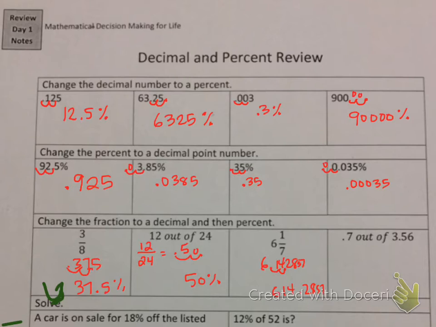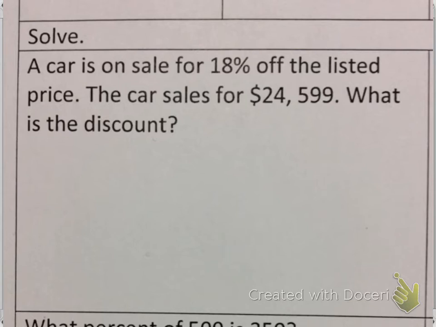Okay, this one says 0.7 out of 3.56. So really, you can just punch that in your calculator the exact way it is. 0.7 on top, 3.56 on the bottom. Hit enter. It tells you that that decimal point number is 0.1966. It keeps going, but I'm going to round it to right there. And then to move my decimal point 2 places to get that percent, I'd be 19.66%.